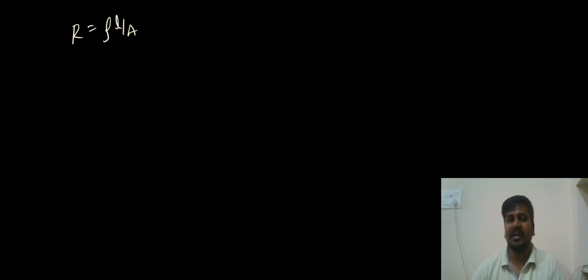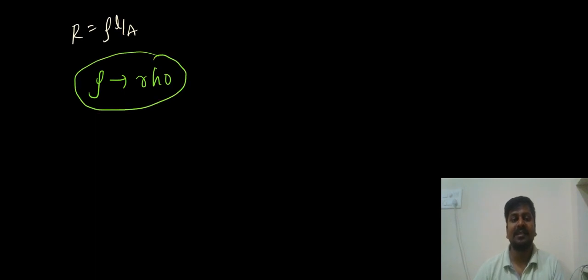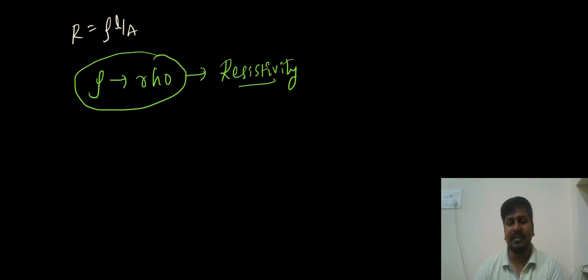You can observe here, R equals rho into L by A. What is this symbol? That is rho, resistivity. R is the resistance, rho is the resistivity. Now you understood, right? So those are the factors that resistance depends on.